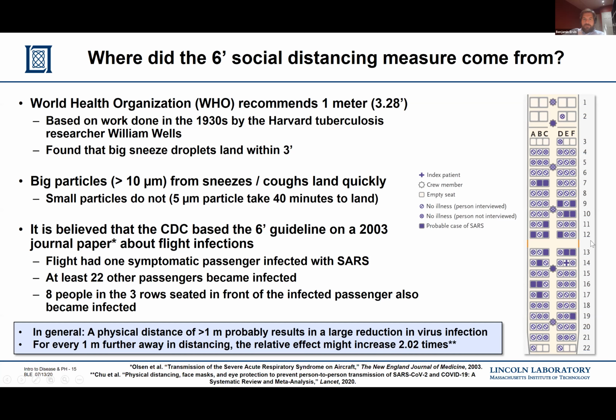I will say that from the studies that have comprehensively looked into infectious disease in general, a physical distance of greater than 1 meter results in a large reduction of virus infection. And for every 1 meter you distance yourself, it reduces your risk by 2.02 times. So physical distancing works, but there is some randomness to this. And so that's where the 6-foot guideline comes in. And even that, in some cases, is not going to be good enough if you're in a confined space.